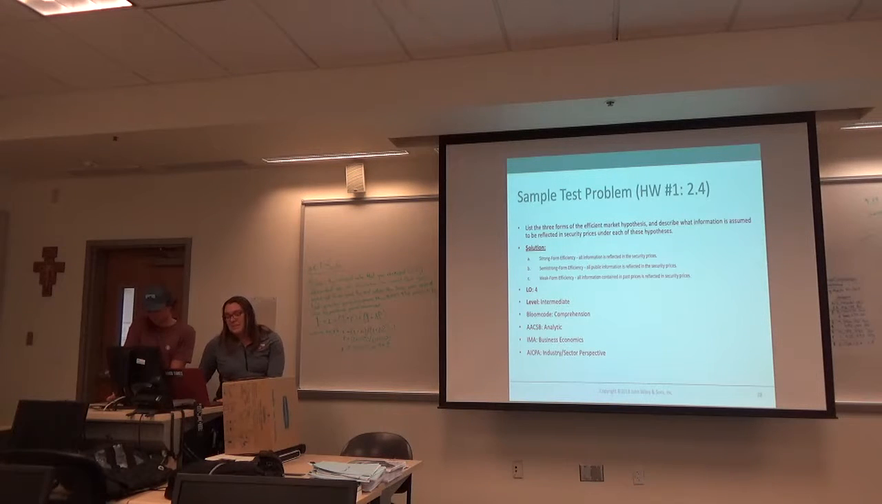And then this is 2.4, and it's list 3 forms of efficient market hypothesis and describe what information is assumed to be reflected in security prices under each of these hypotheses. So the first one is strong form efficiency: all information is reflected in the security prices. Semi-strong form efficiency: all public information is reflected in the security prices. And then weak form efficiency, where all information contained in past prices is reflected in the security prices.